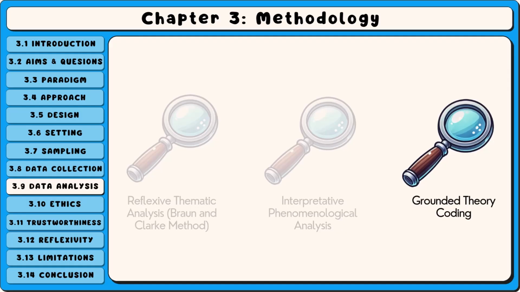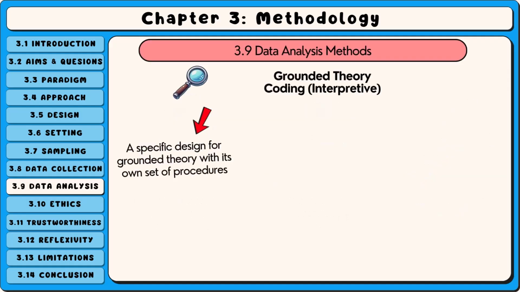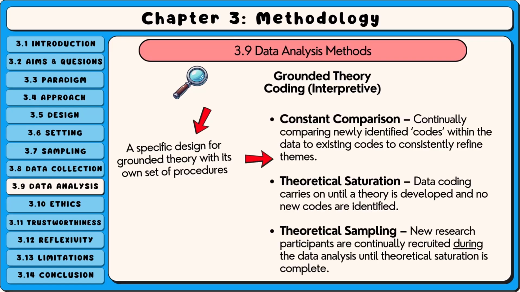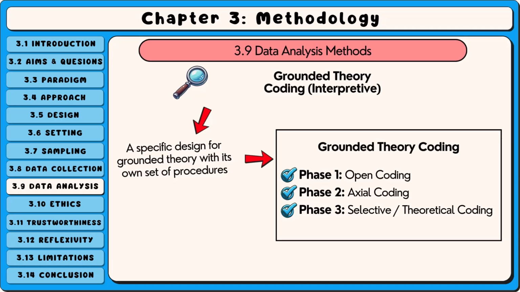Our third common approach is grounded theory coding. This is specifically used within grounded theory designs and also has its own set of procedures and concepts, such as constant comparison, theoretical saturation, and theoretical sampling. This is a three-phase approach, but these phases are often cyclical, and in grounded theory, the researcher continues to go back and collect additional data throughout the analysis process.